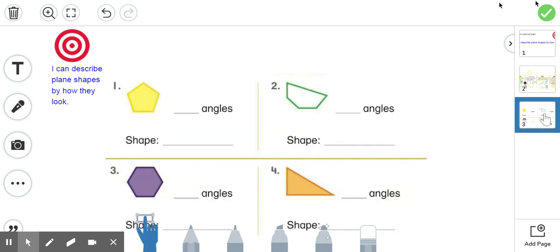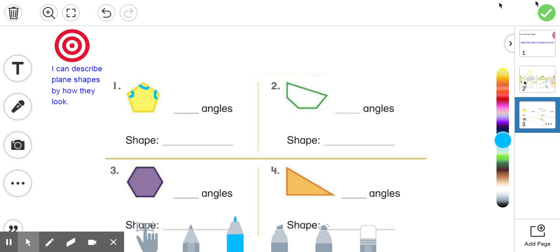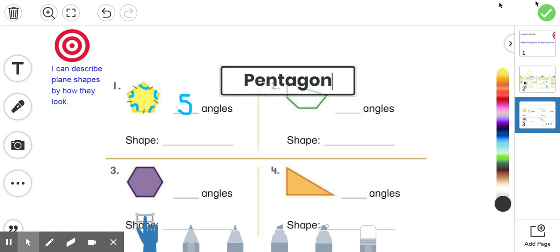And your job today is going to be to figure out how many angles the shape has and then determine what the name of the shape is. So I'm going to start by looking at the angles in this shape. I see 1, 2, 3, 4, 5. They're not right angles because they don't make a square, but they're still angles. So this shape has 5 angles. And also, let's see how many sides it has. 1, 2, 3, 4, 5. So 5 angles, 5 sides, 5 vertices. I know this shape is a pentagon.